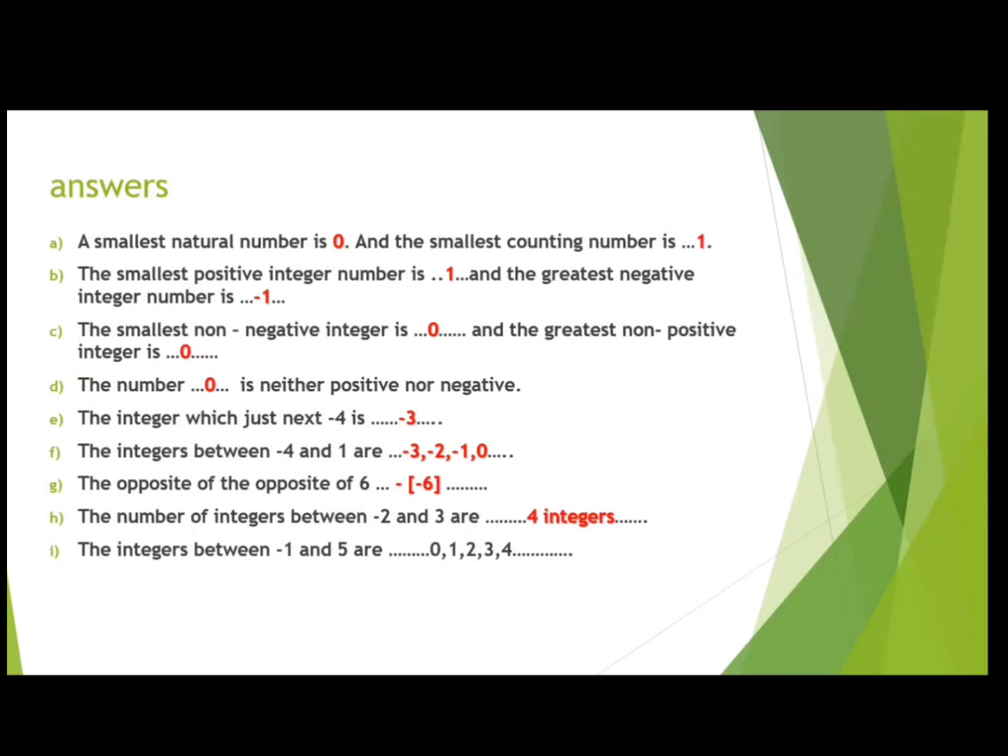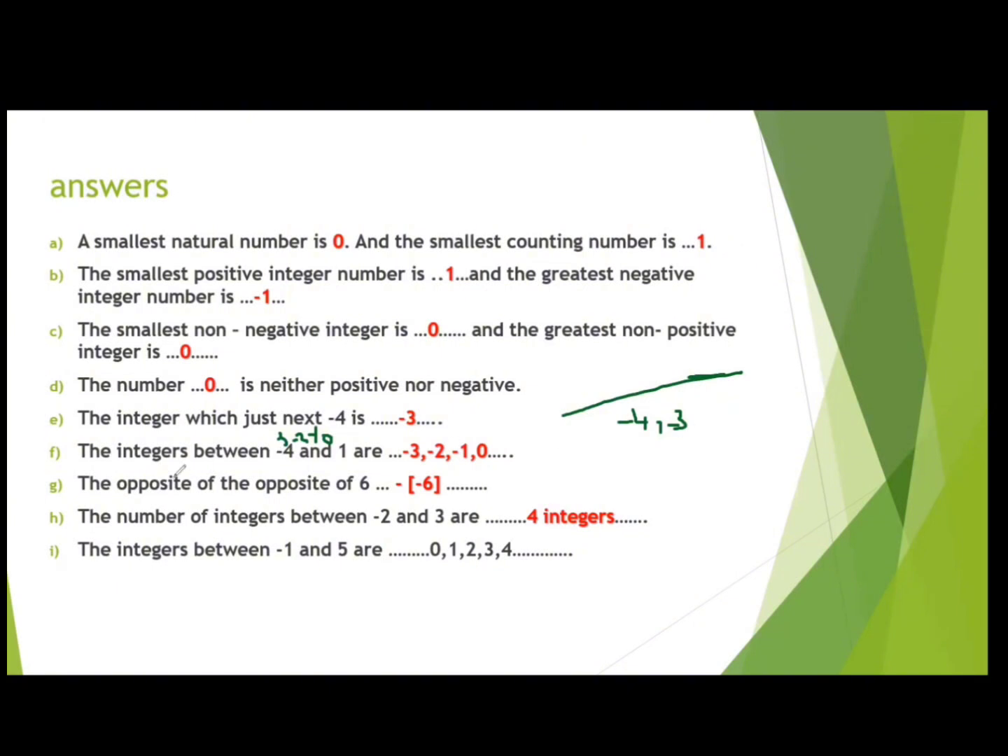D, which number is neither positive nor negative? 0. E, the integer just next to -4. If I said next, I will go in this direction. So -4, the next is -3. F, the integers that are between -4 and 1, but not -4 and not 1, only between. So here it's 0, -1, -2, and -3. These numbers are between 1 and -4, and you can draw your own number line, a small one, and put -4 and 1 and write the integers that are between.